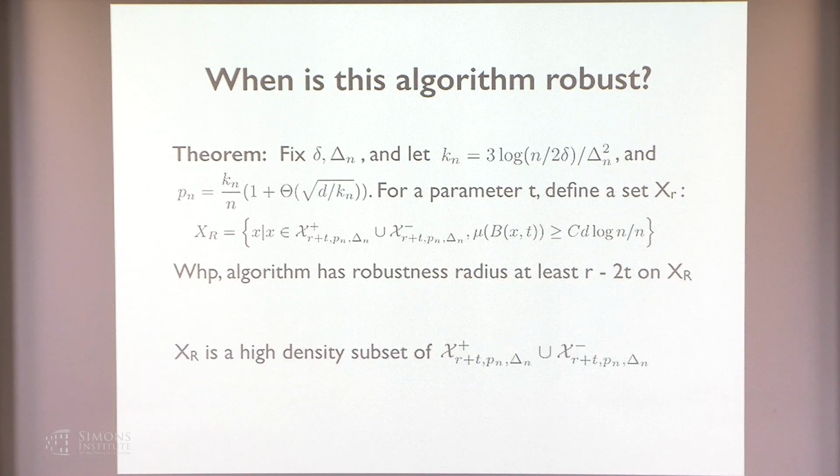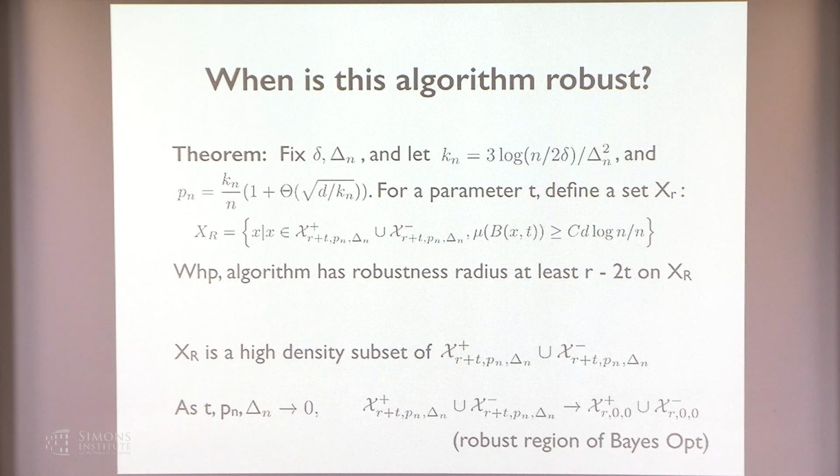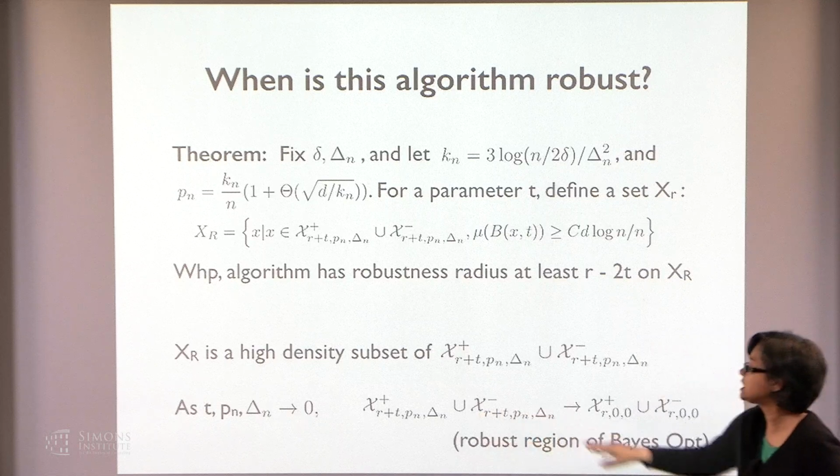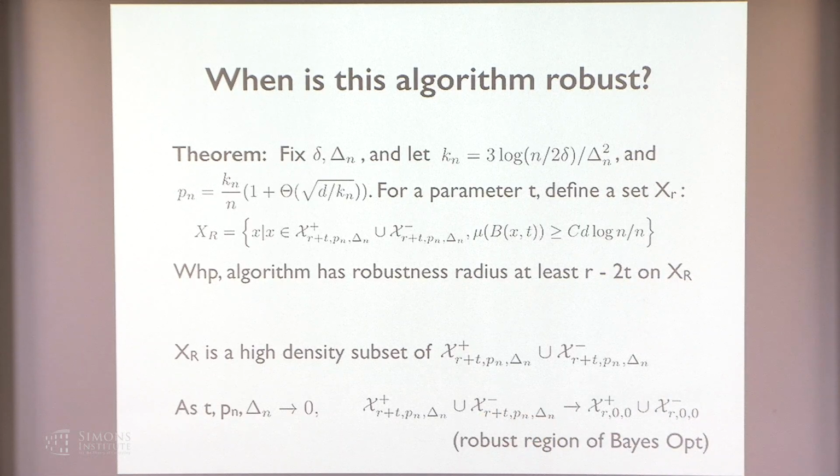So again, what does this mean? Your X_r is essentially a high density subset of this region, right? And you need the high density subset because you need to see some of these points in your training data. That's really motivating this. And then notice that as t, p_n and delta_n go to 0, under various regularity conditions where things are nice and regular, this will also go to the robust region of the Bayes optimal, provided the density is high enough.